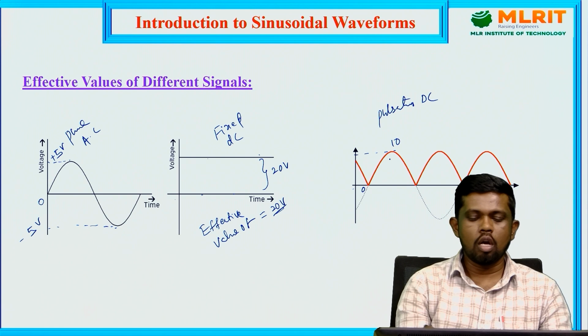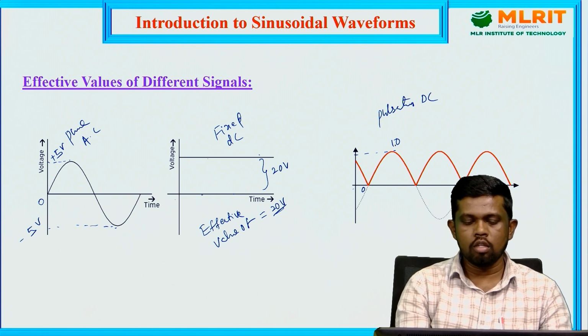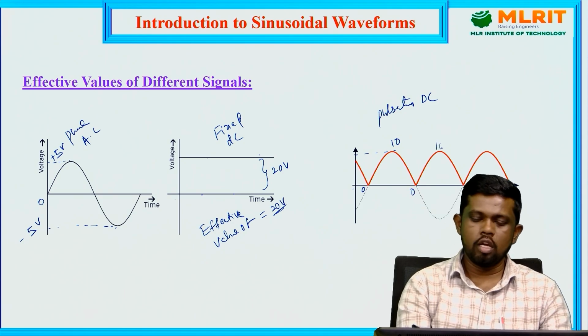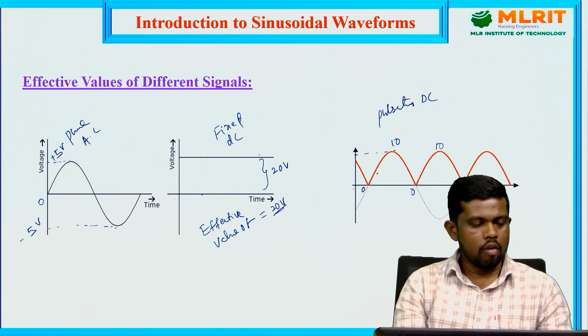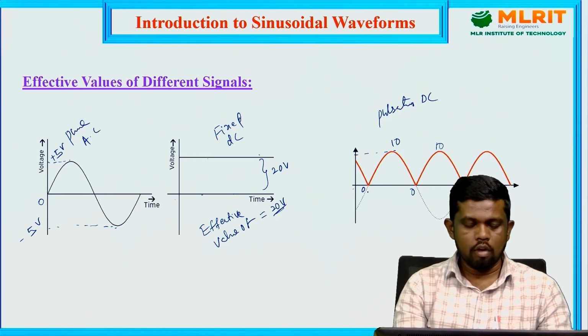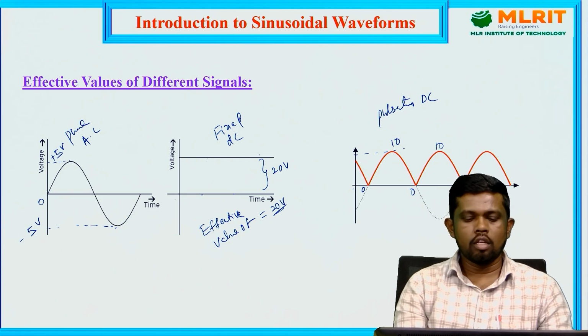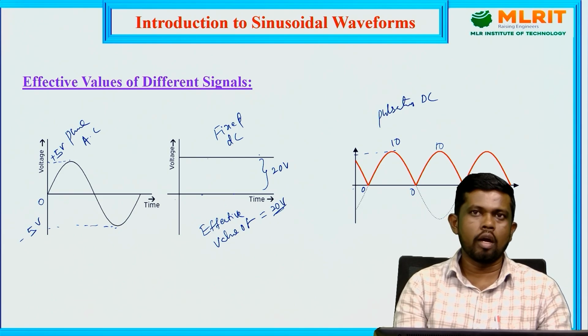Coming to this one, either 0 and then 10, and again 0, and again 10. Are we able to find the effective value of this one? Can we say either 0 or 10? No, we can't say like that. We can neither confirm 0 nor say 10. So then how can you get the effective value of this one?